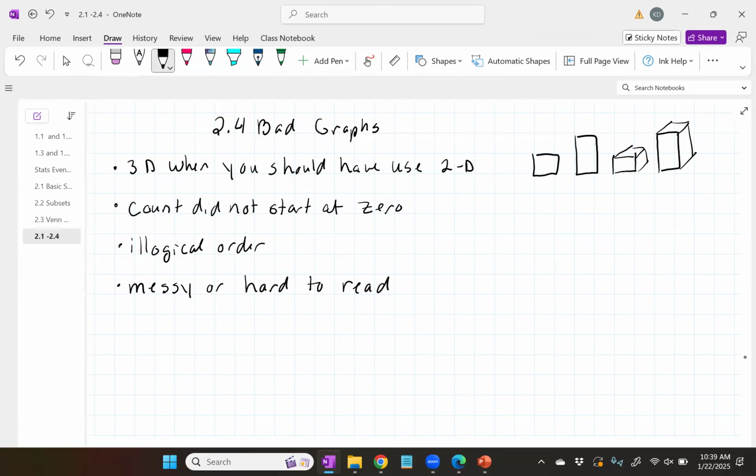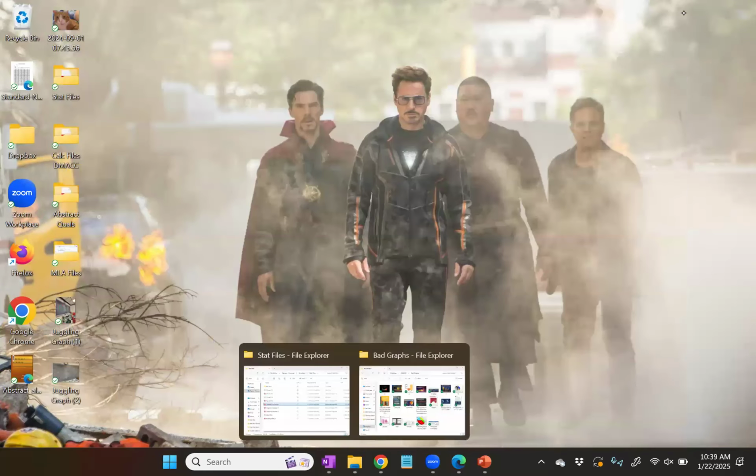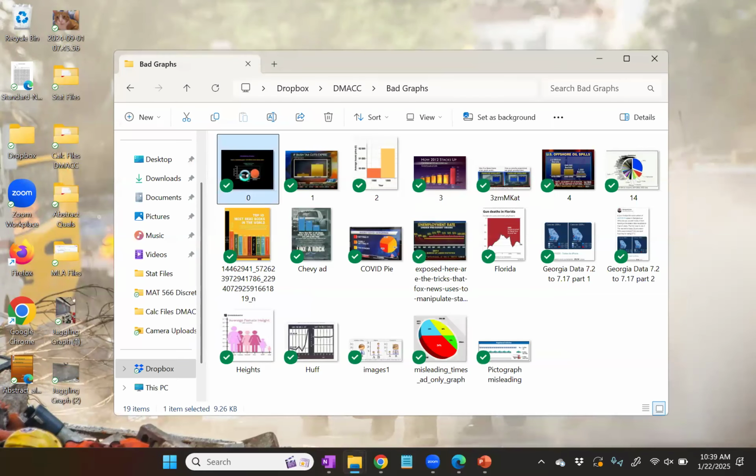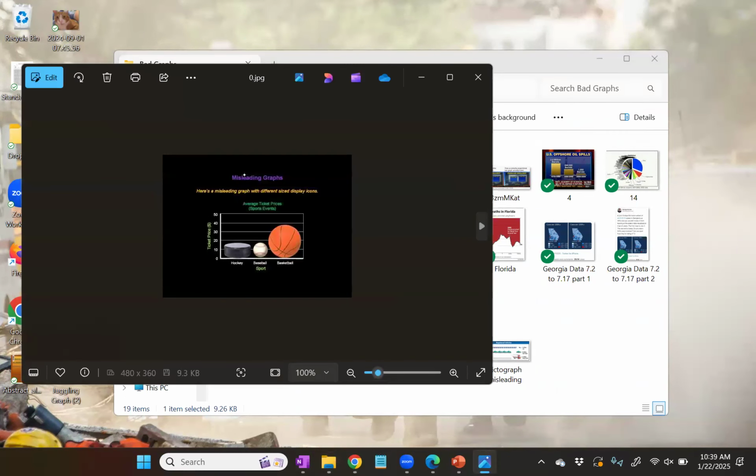So I'm going to flip this screen so I can see it better. I will zoom these in so we can see them better yet. Hopefully.